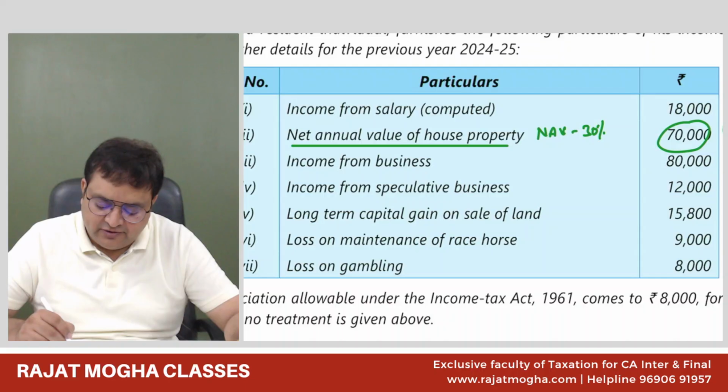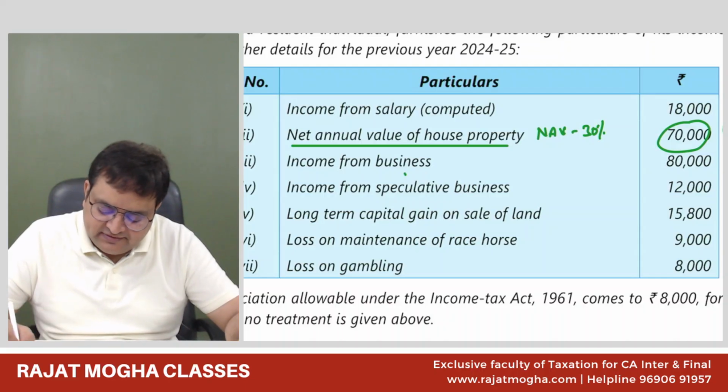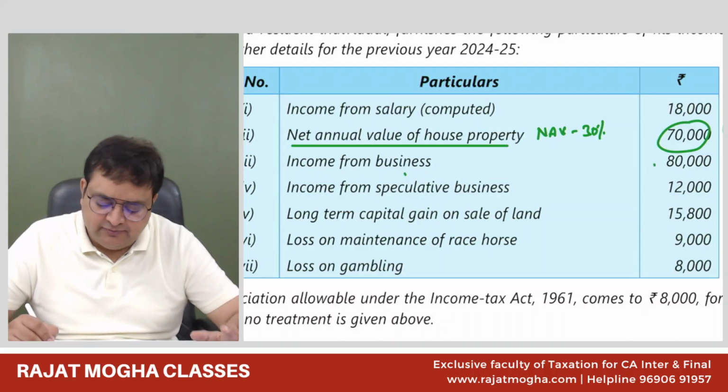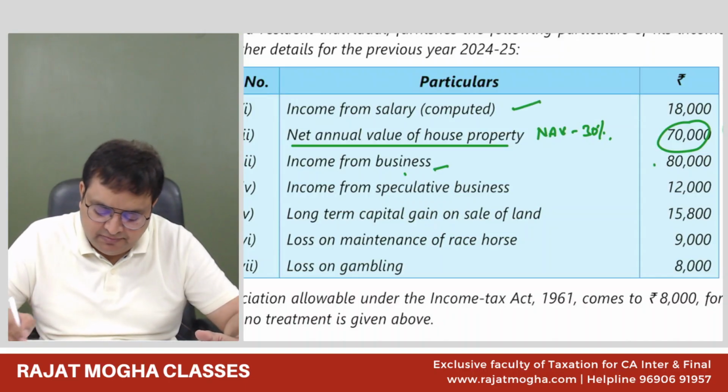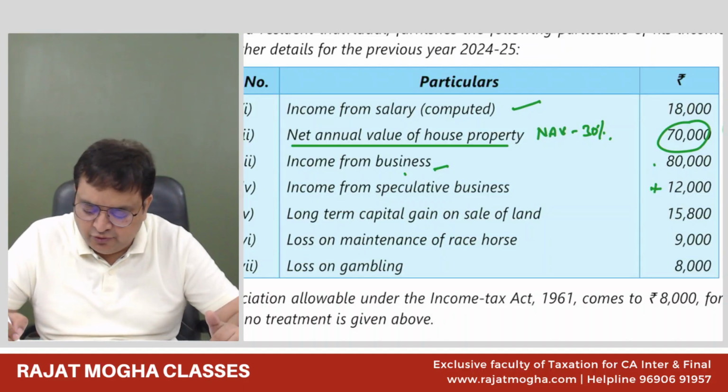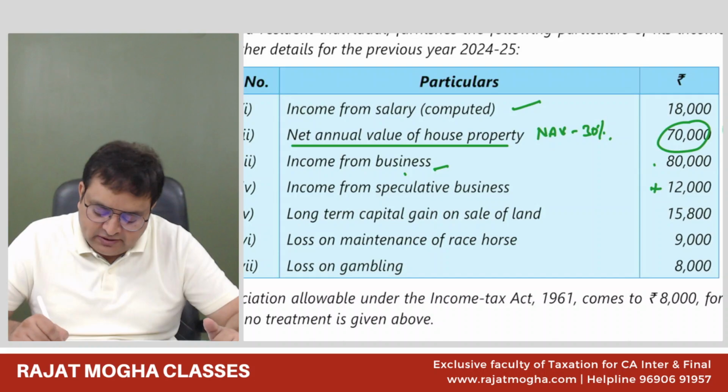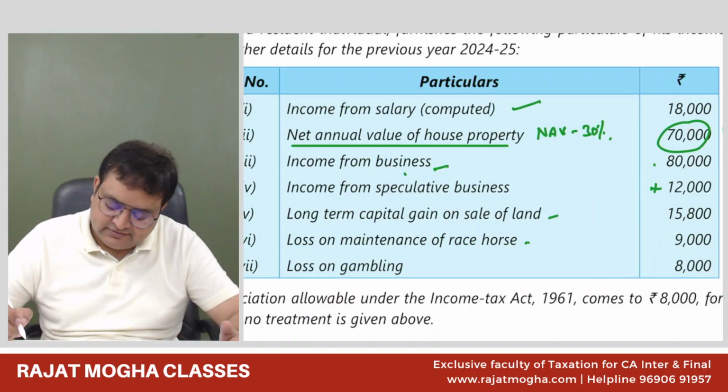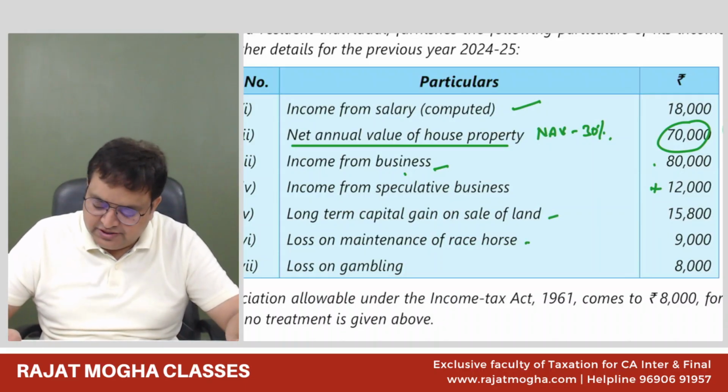So this is 49,000. Income from business is 80,000. So we have all positive income so far. Salary positive, house property positive, PGBP positive. Income from speculative business, this is also positive. Long-term capital gain on sale of land, again positive income. Loss on maintenance of race horses. See, your question, Bala.